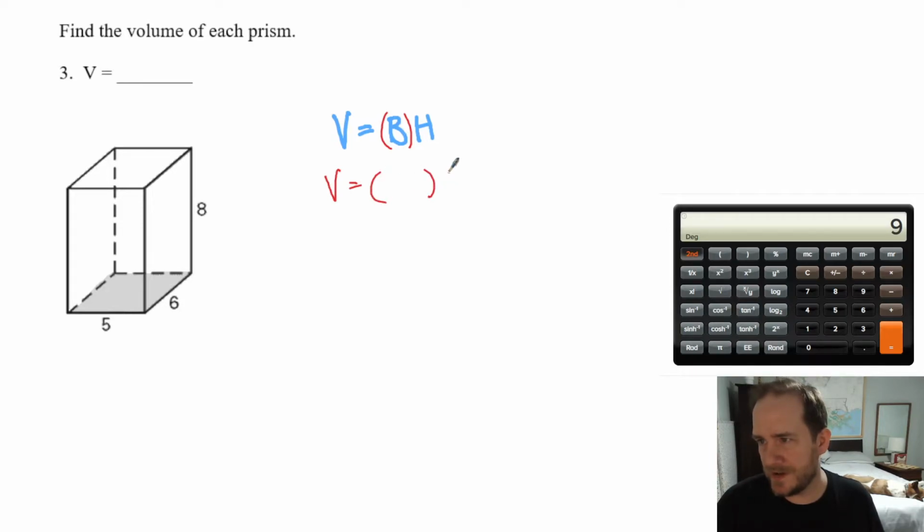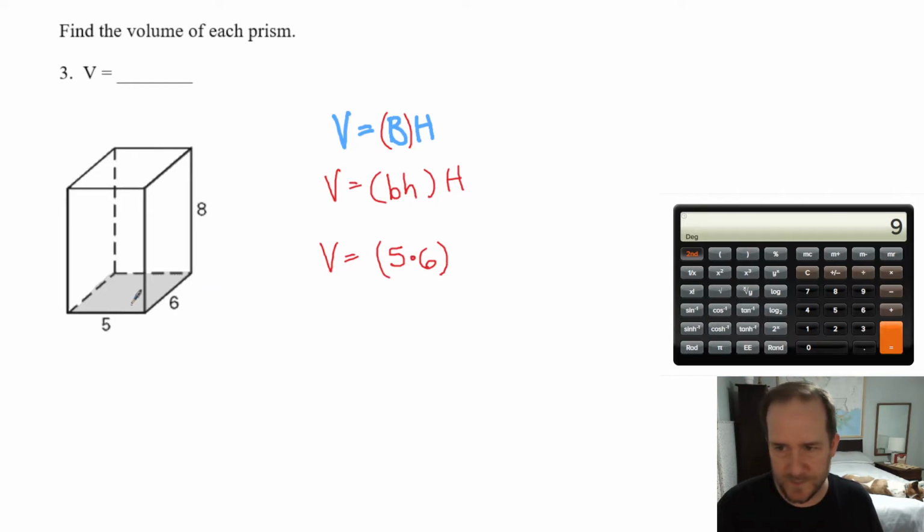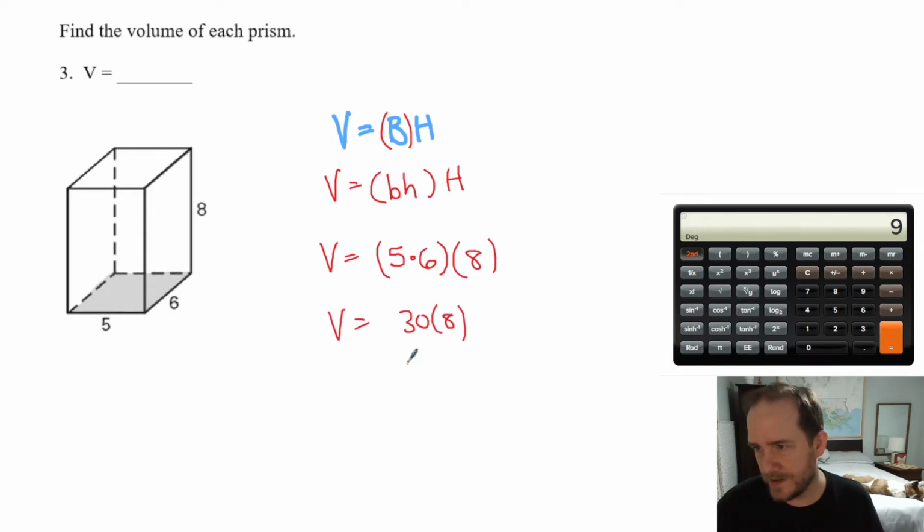Now since our base is just a rectangle, we'll find the area by doing base times height. So simple formula. Our base, we said, is going to be this rectangle down here. That thing is 5 by 6. So we'll plug in 5 times 6. That'll give us the area of our base. Then you just multiply by how tall the prism is. So you plug in 8. And it looks like we're looking at a 30 times an 8. And that's nothing more than 240. 3 times 8 is 24.